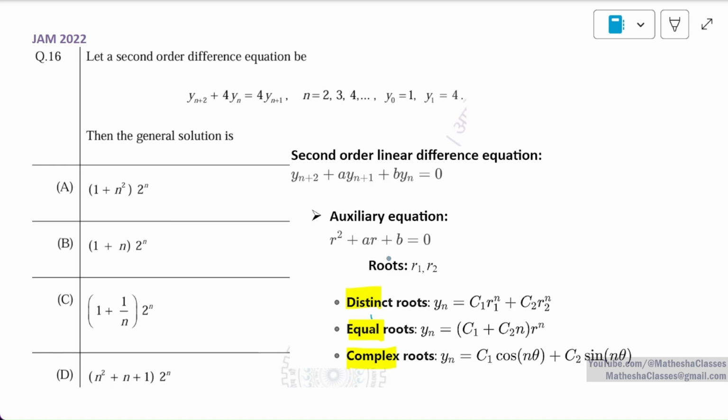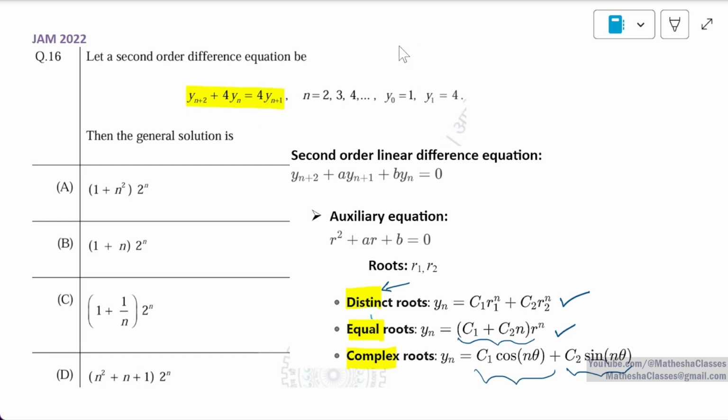When they are real and distinct, in that case, the nth term will be c_1 r_1^n + c_2 r_2^n, where c_1, c_2 are some constants. When they have equal roots, then the nth term will be (c_1 + c_2 n) times r^n, and when r_1, r_2 are complex roots, then y_n = c_1 cos nθ + c_2 sin nθ. So now here the given second order difference equation is this.